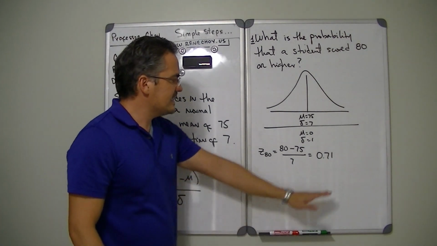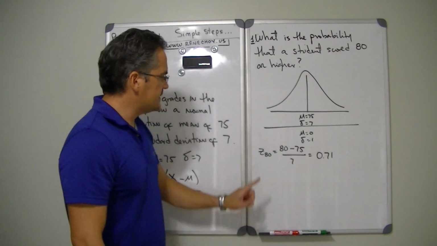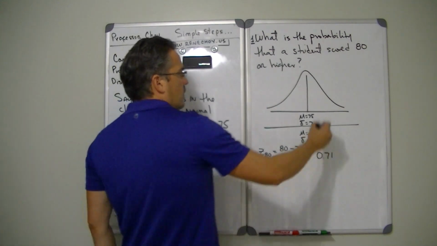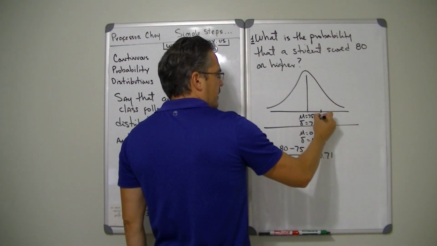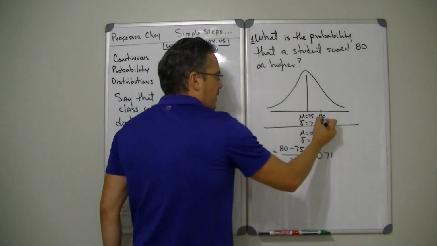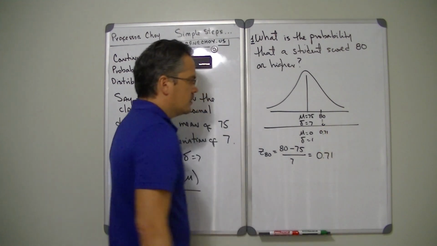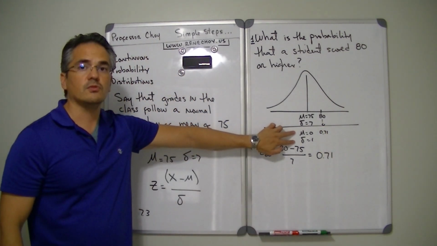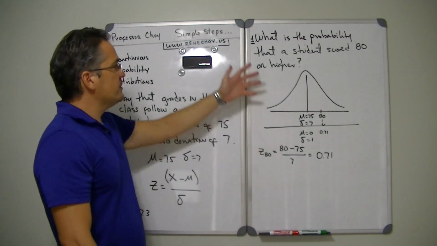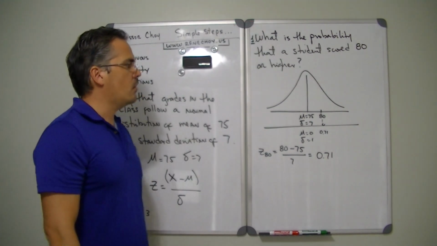Alright, now, what exactly is the 0.71? Well, this 0.71 represents z of 80 in a normal distribution. So over here is the number 80 on the distribution that we have here, and then the number 80 represents 0.71 on a standard normal distribution. Okay, now to the question. So the question is asking, what is the probability that a student scored 80 or higher?